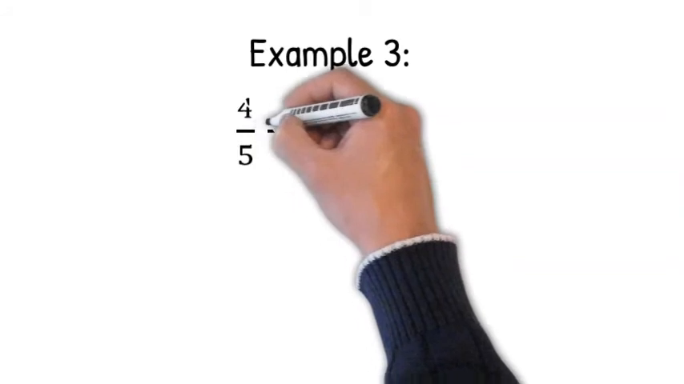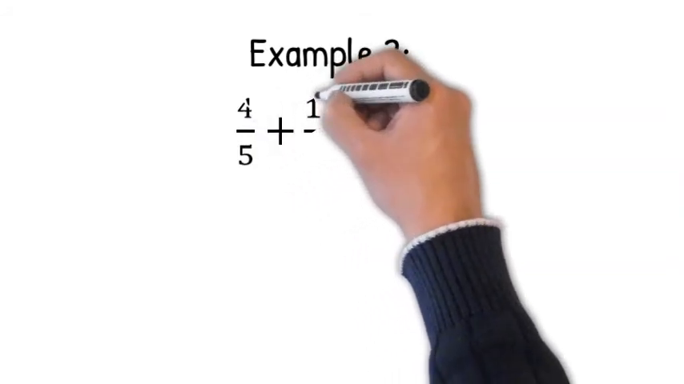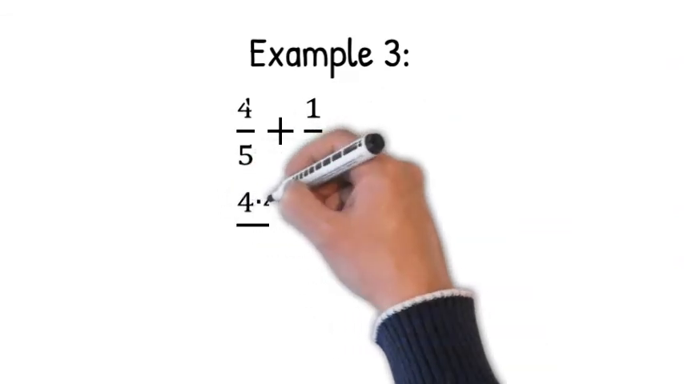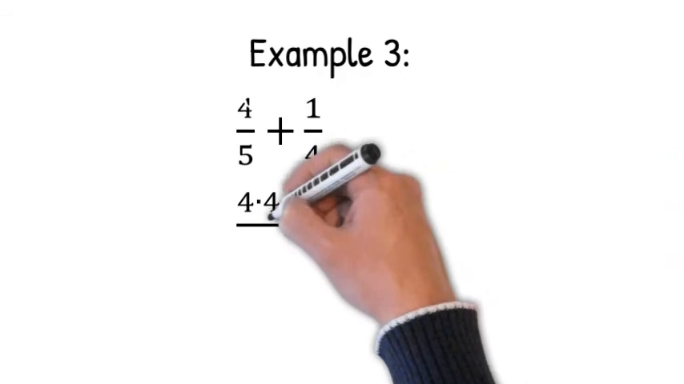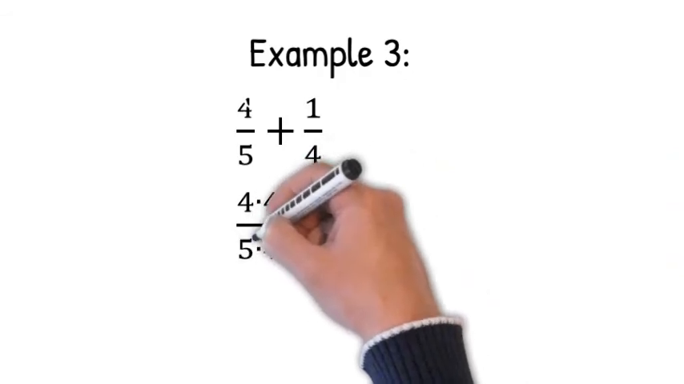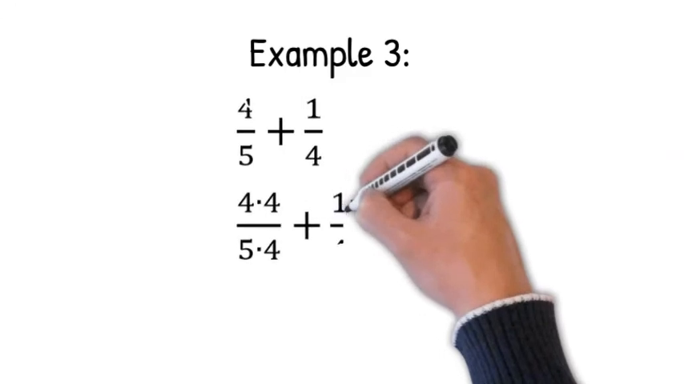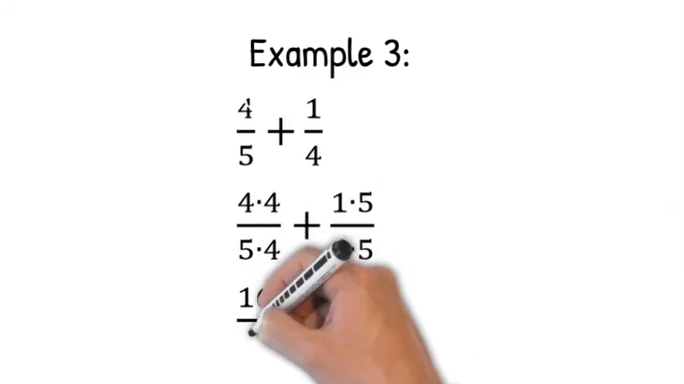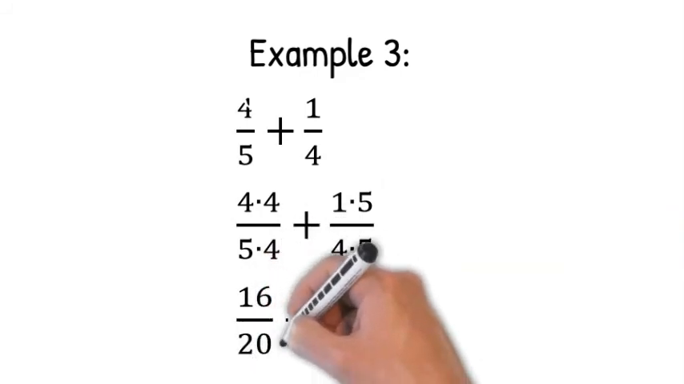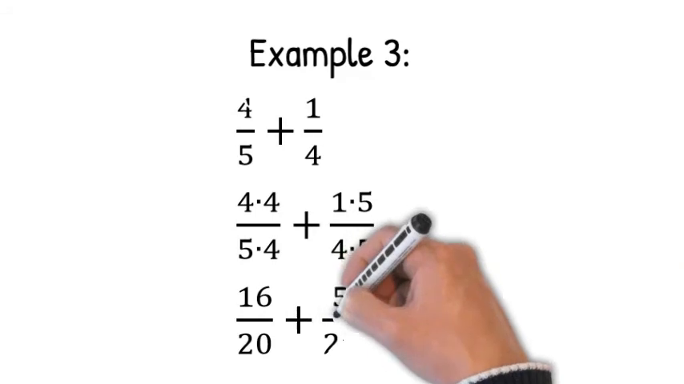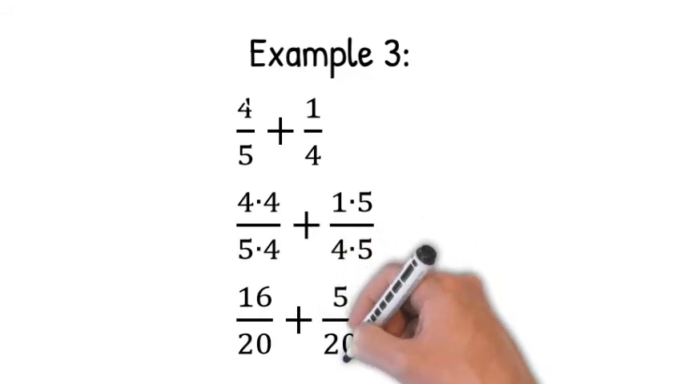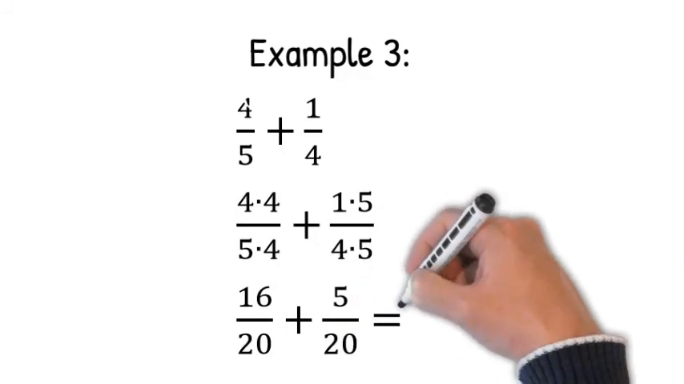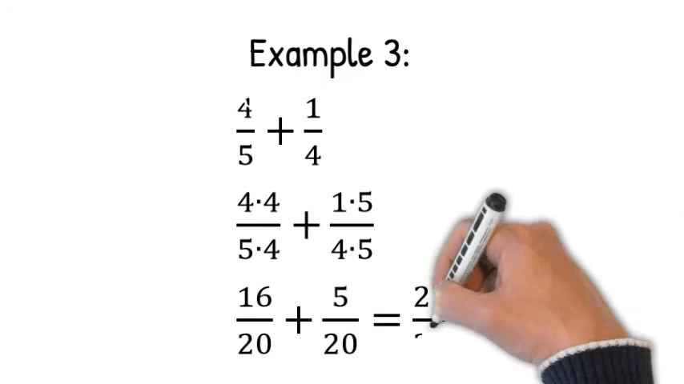Let's find the LCD. Test multiples of 5. 5 over 4, we cannot divide. Let's test 10. 10 over 4, we cannot divide. Let's test 15. 15 over 4, we cannot divide. Let's test 20. 20 over 4, yes, we can divide. So therefore, the LCD is 20. Next, multiply the first fraction by 4 and the second fraction by 5 so we can obtain 20 in the denominator. So the answer is 16 over 20 plus 5 over 20, which is equivalent to 21 over 20, and that's the final answer.